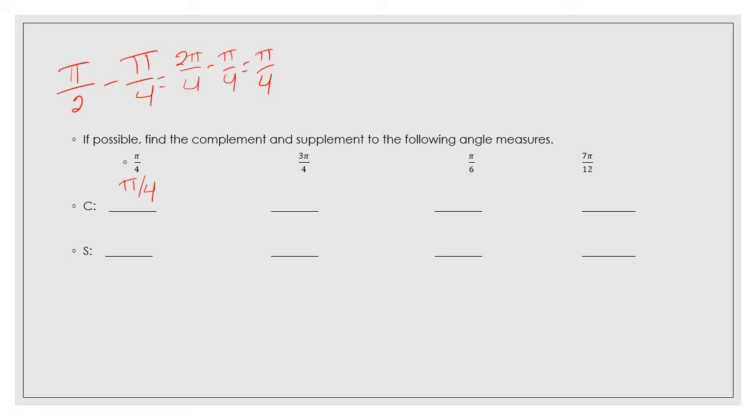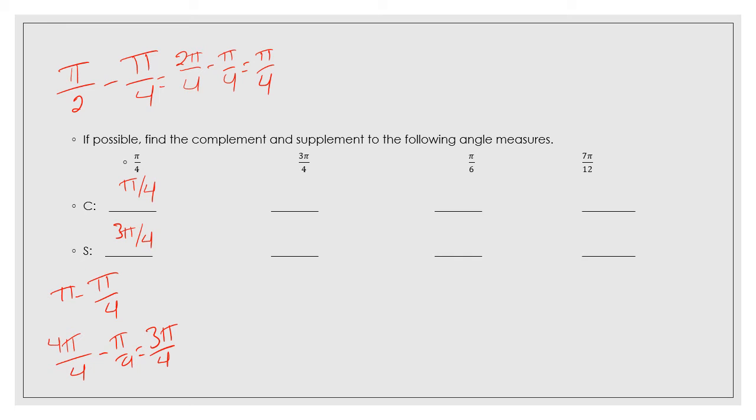In terms of supplement, I need to subtract it from pi. So here I have pi minus pi over 4. And again, we don't have common denominators, so I need to get a common denominator. So here I'm going to do 4 pi over 4 minus pi over 4, and that leaves me 3 pi over 4. A side note: when working with fractions with pi, you do not subtract these two pi's. The pi's don't cancel out.